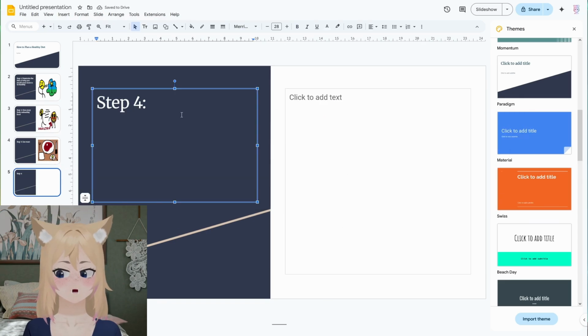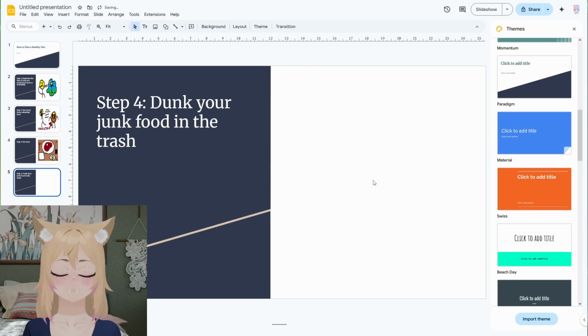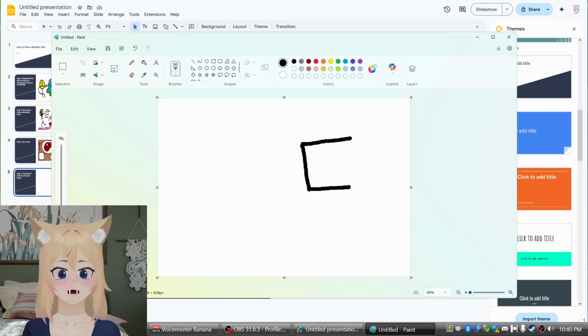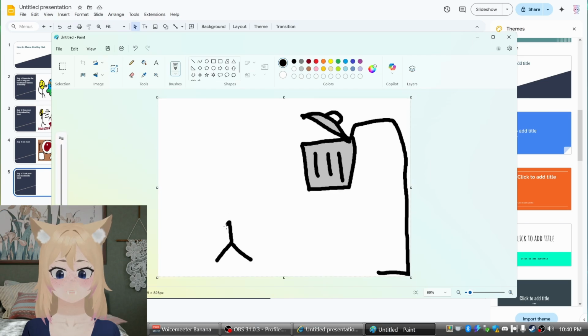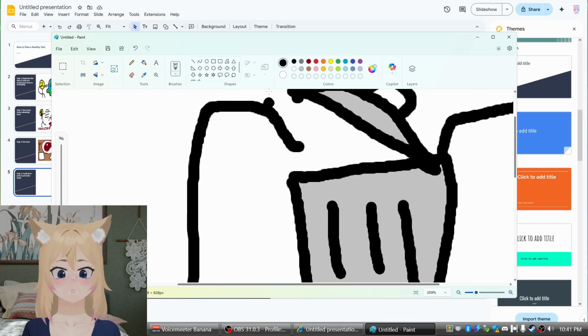Dunk. Don't say Dunkin' Donuts. I really want to say Dunkin' Donuts. I know. Dunk your junk food in the trash. The correct word is probably dump, but whatever. You probably don't know that. So we have a trash bin here. We have our person here, and they're dunking in their junk food, and they're happy about it. I mean, maybe they're a little sad, but you're happy about it because you'll have a healthy diet after this. And let's draw in like a chocolate bar or something. Let's make some space here.